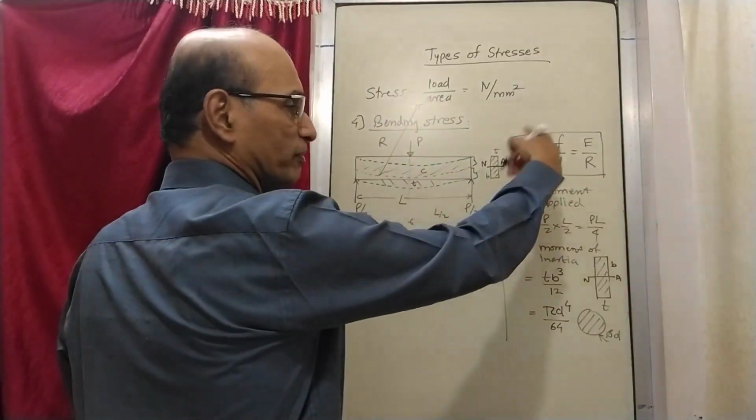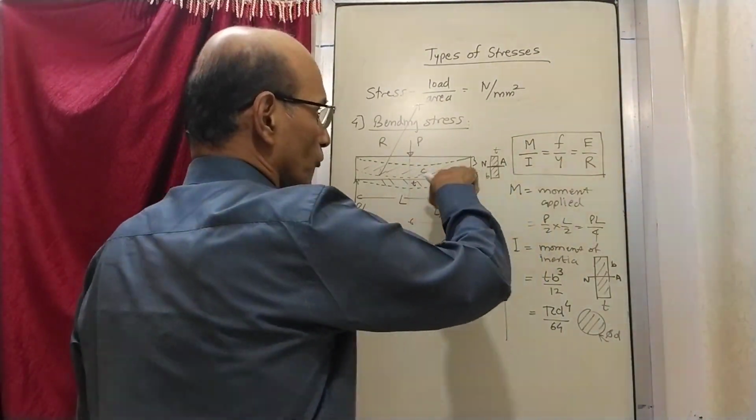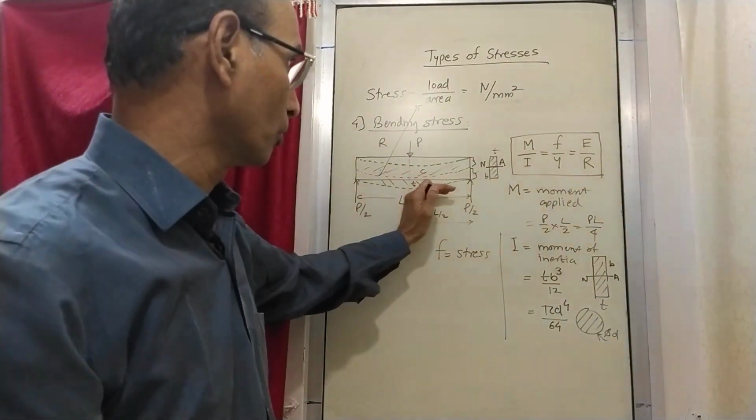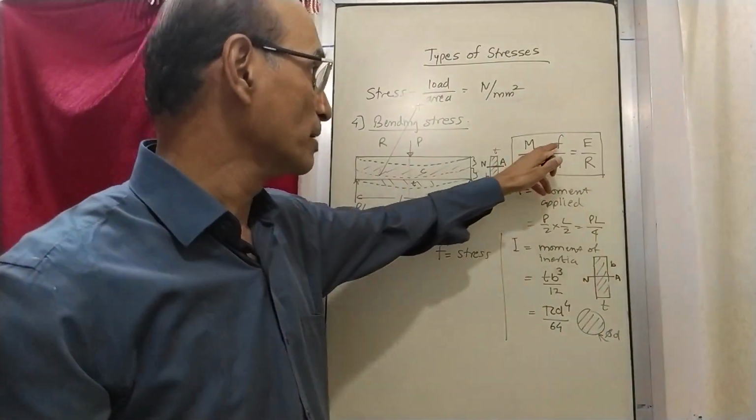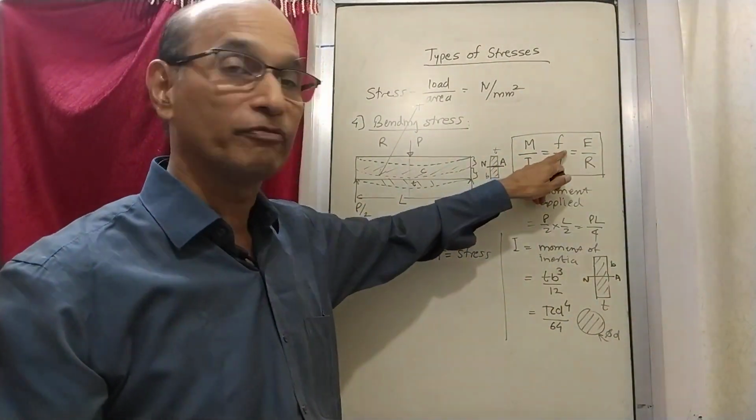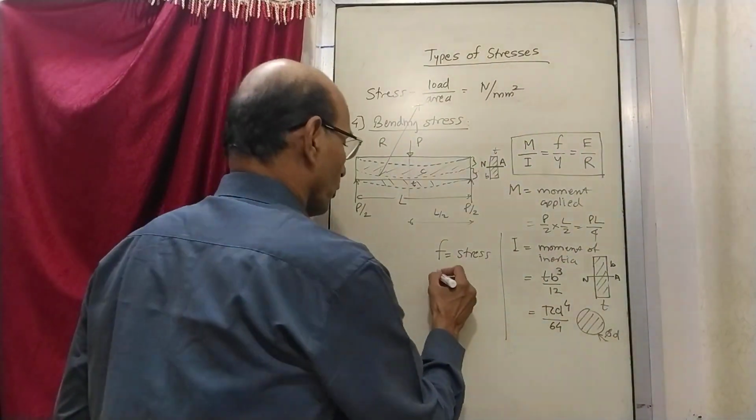Now this stress can be Ft or Fc depending on which portion you are talking about, the upper part or lower part. Upper part is in compression, so it will be Fc. Lower part is in tension, then it will be Ft. Then Y. What is Y?